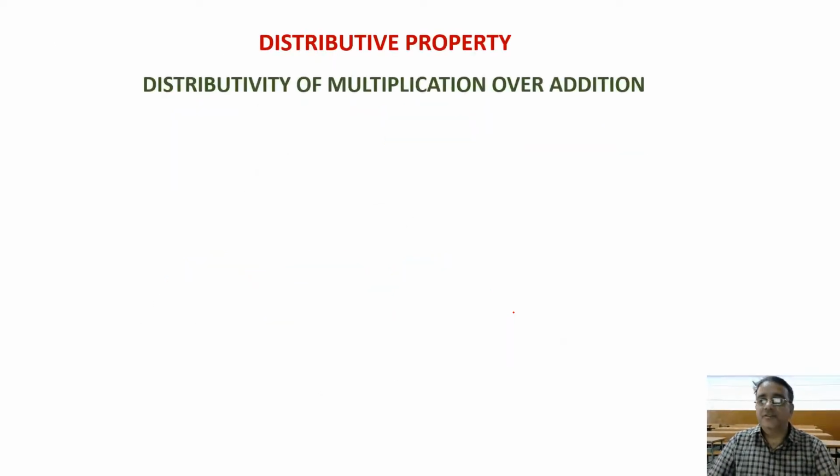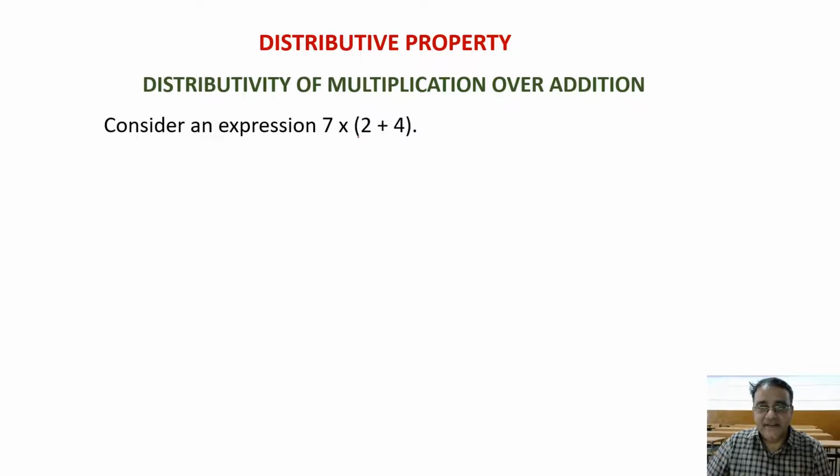Right? So distributivity of multiplication over addition. I am explaining this a little with an example. 7 into (2 plus 4), the 2 plus 4 will be in a bracket. Whenever we open the bracket, we write 7 into 2 plus 7 into 4. Right? This is one way. We can solve this expression in 2 ways.